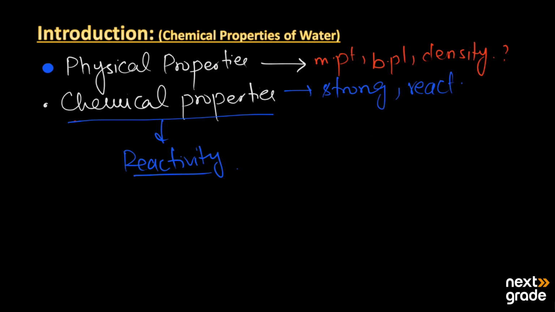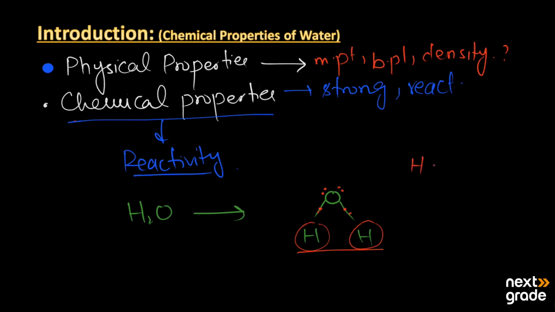So here we have the water molecule. If we look at its structure, the central atom is oxygen and the two hydrogen atoms are attached to it, and the oxygen atom has two lone pairs. There are two bond pairs present, and the ratio of hydrogen to oxygen is 2 to 1. So this is the simple formula for the water molecule. Now we will study its chemical properties.